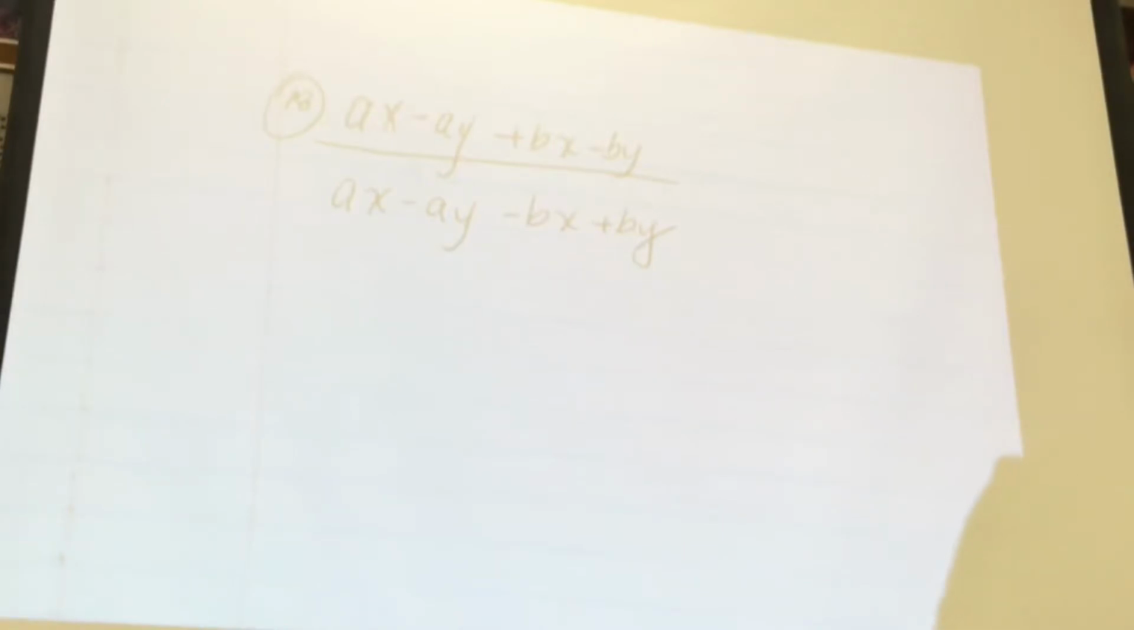All right, now I have ax minus ay plus bx minus by, ax minus ay minus bx plus by. Can I just, these are the same, right? Ax minus ay and ax minus ay. Can I just cancel them? Why not? Say it louder. They're what? Oh, so if they're the same, why can't I cancel?